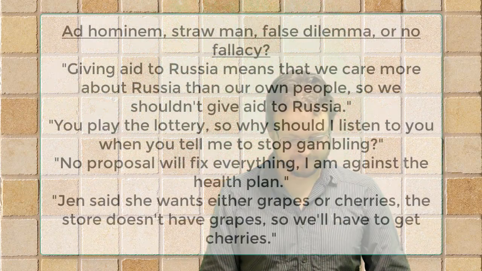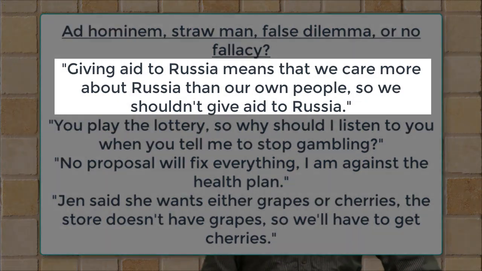So let me just put a couple examples up here on the screen, and then I'm going to give you the answers just to make sure we're on the right track here. Okay, so first, we have: giving aid to Russia means that we care more about Russia than our own people, so we shouldn't give aid to Russia. Now you're trying to figure out which of the previous fallacies I just presented would fit these categories.